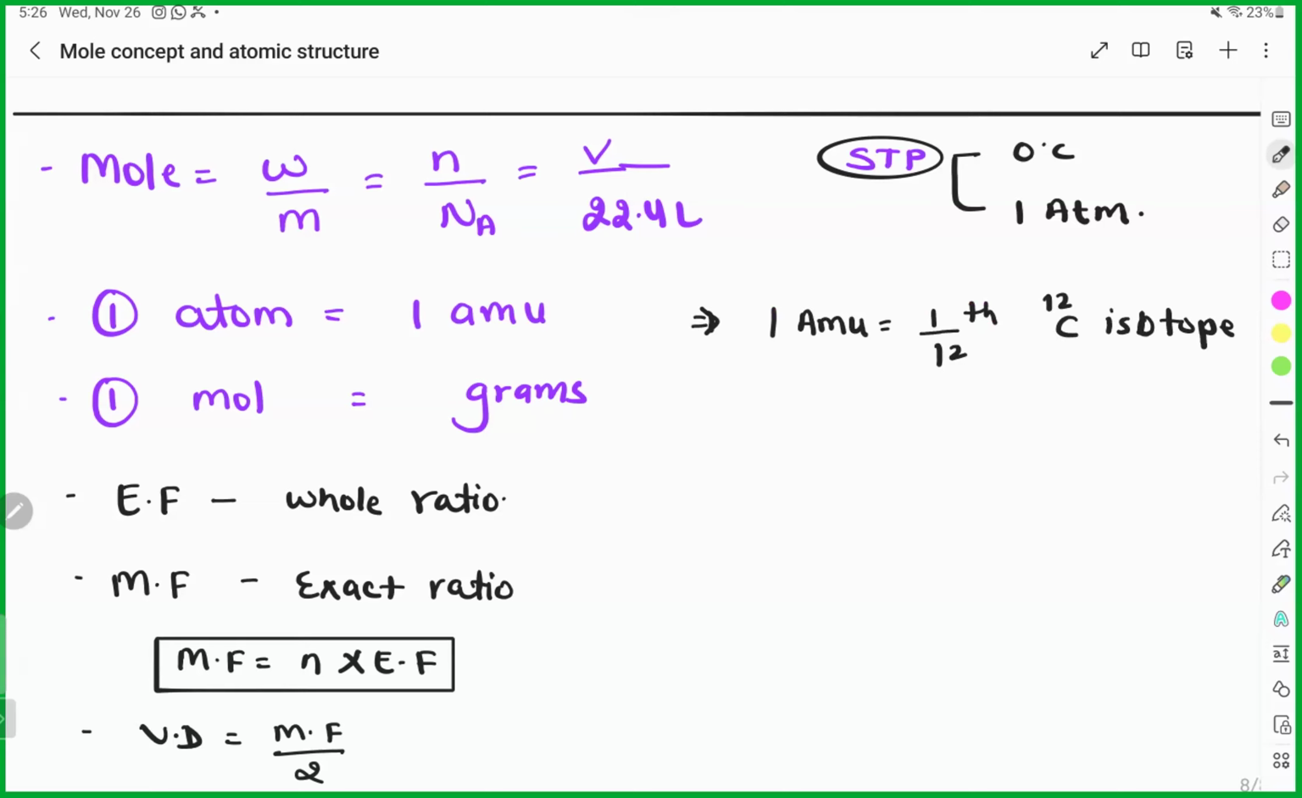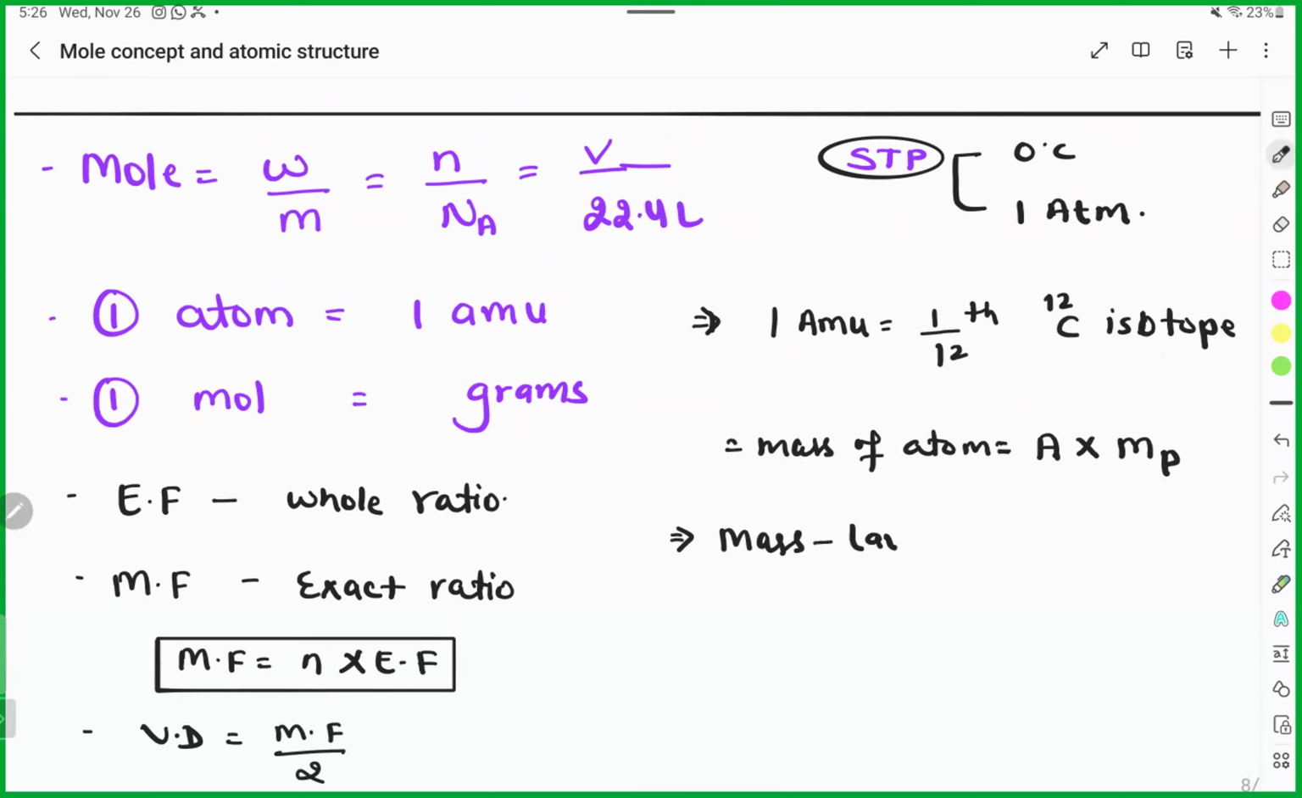How to calculate 1 AMU, like the mass of an atom? The simplest version is the atomic mass multiplied by the mass of one proton, 1.67 times 10 raised to power minus 27 kg. Okay. Next, you have different laws. First is the law of conservation of mass, given by Lavoisier, and he said that the mass of reactants and products remains the same.